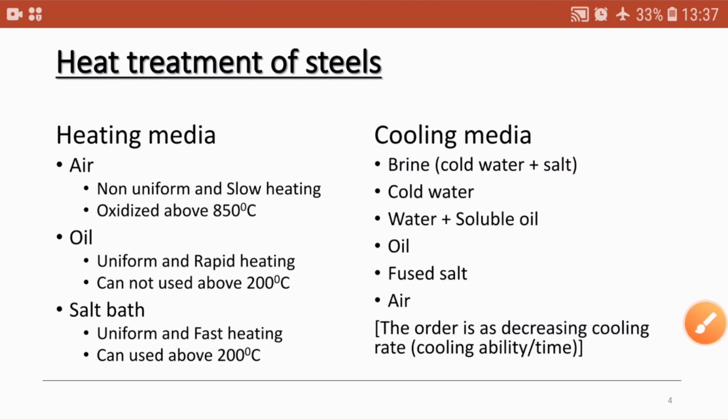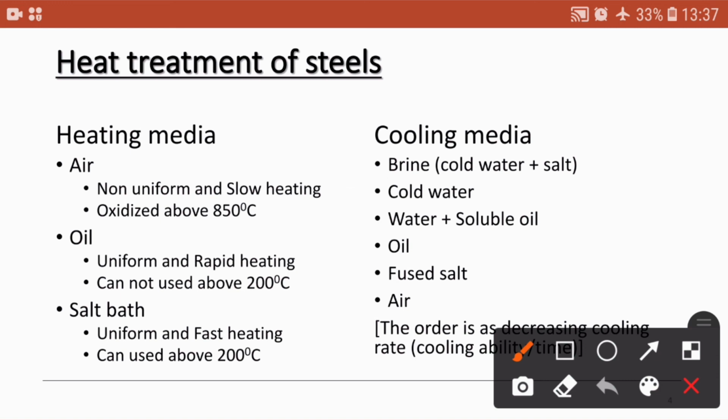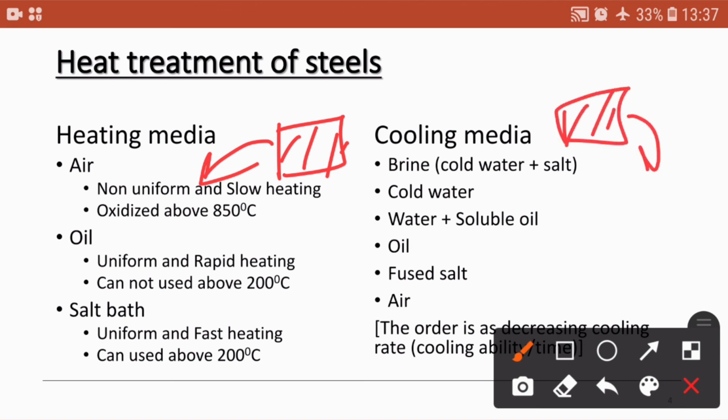So these are some heating media and cooling media. In heat treatment we first have to heat the metal, so for heating we can use these, and the last step is to cool the metal, so for cooling we can use these methods.